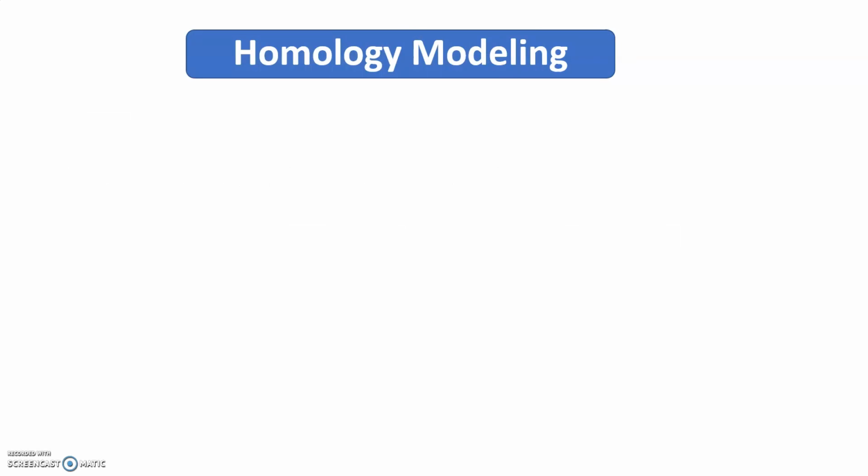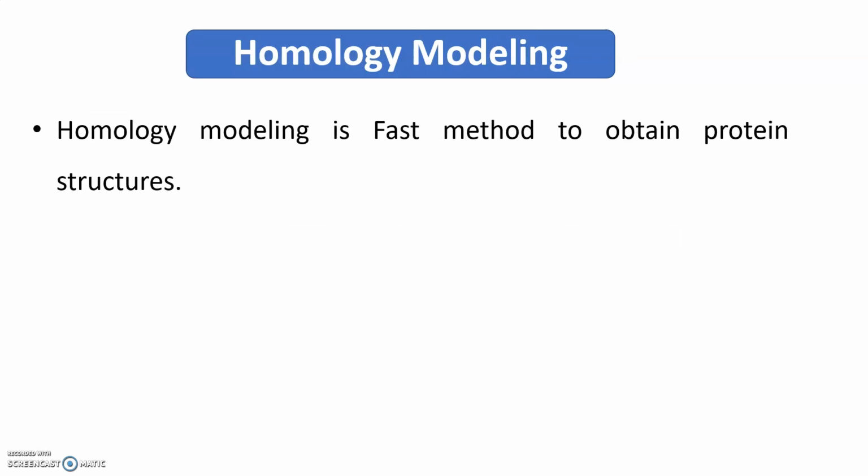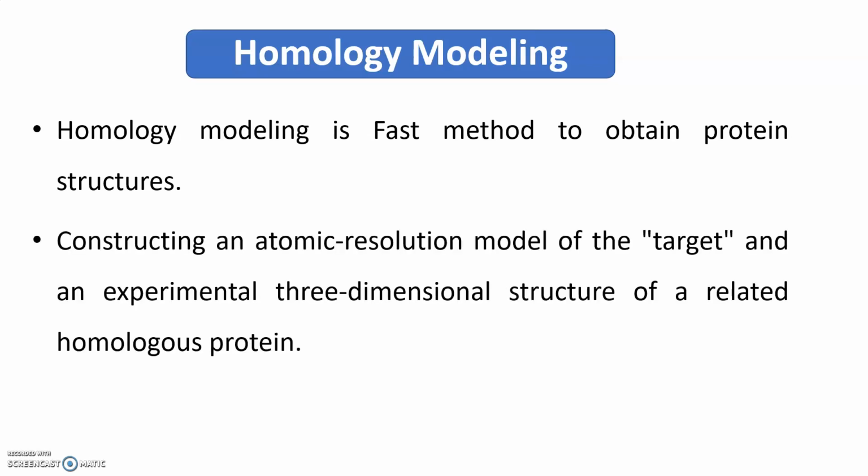Now, what is homology modeling? Homology modeling is the fast method to obtain protein structures. Constructing an atomic resolution model of the target and an experimental three-dimensional structure of related homologous protein can be done by the use of homology modeling technique. So, we can design or create the new 3D structure of protein molecule by using this homology modeling technique.